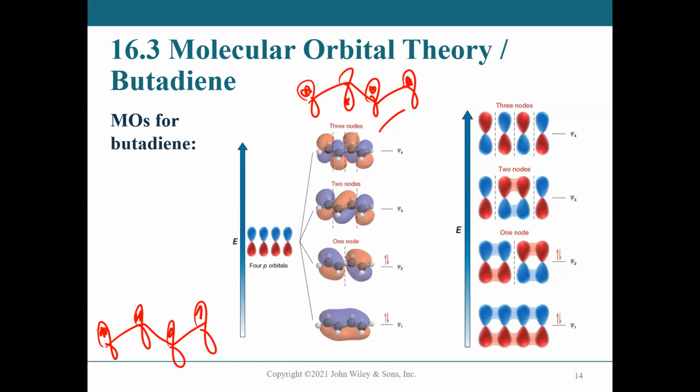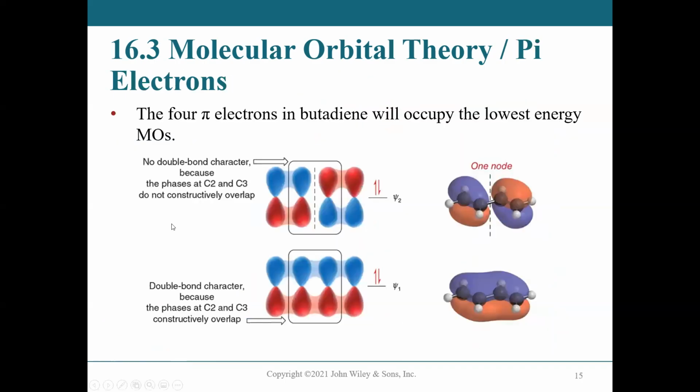Okay, so you should have all that down now. So let's go on. They're just showing you the one node versus the no node. So the 4 pi electrons on butadiene will occupy the lowest energy. And let me show you where that's at. So the lowest energy would be here.